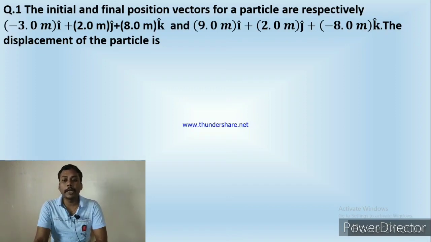The initial and final position vectors for a particle are given. There are two position vectors given here, the initial position vector and the final position vector, and from this we have to determine the displacement of the particle.